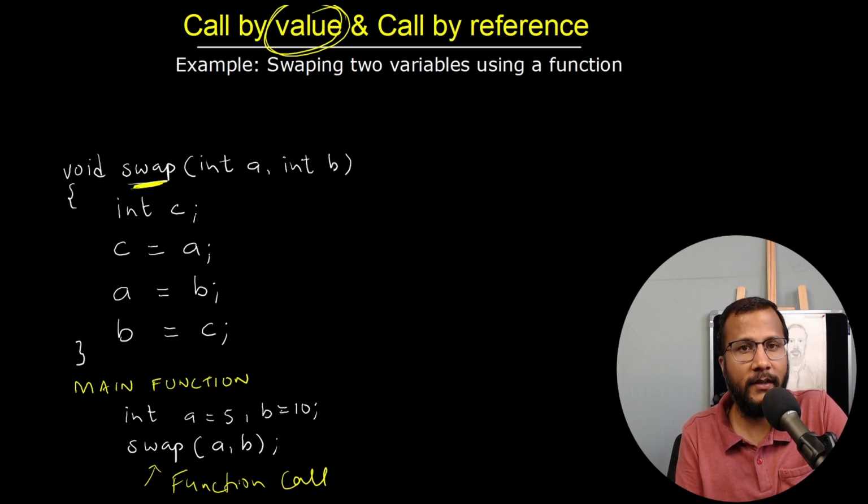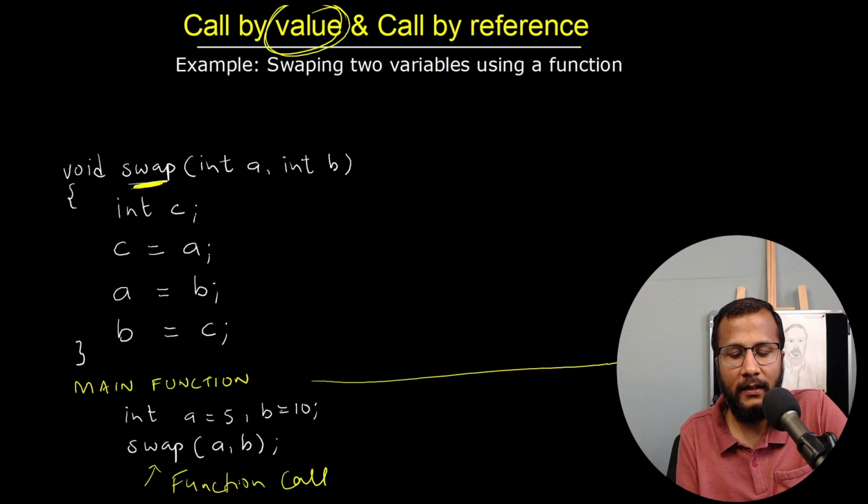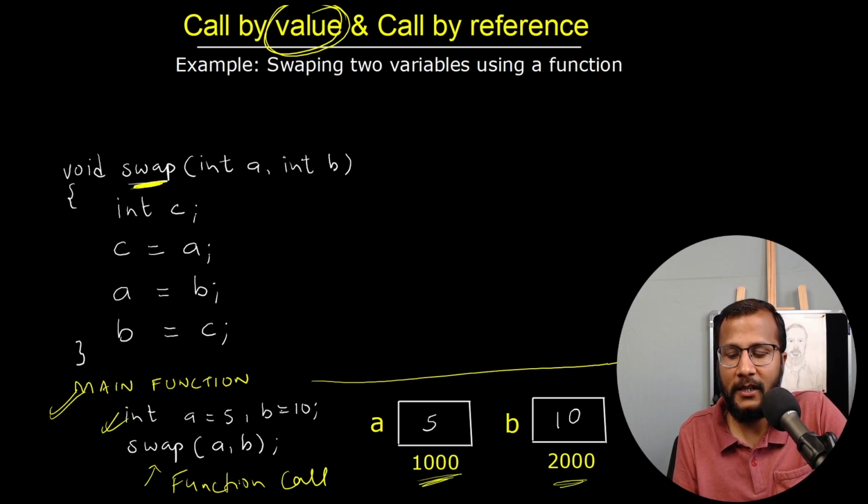a and b are values, right? a is 5 and b is 10. So I'm passing the values. The main function will have its own memory, because the C program starts executing from the main function. It comes to int a equals 5, b equals 10, so it will occupy a space. a has the value 5. Let's say it occupies memory location 1000, and b occupies memory location 2000. I'm assuming this, and b has the value 10, a has the value 5.